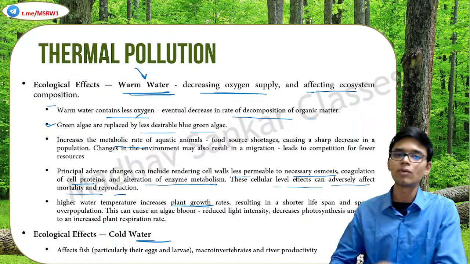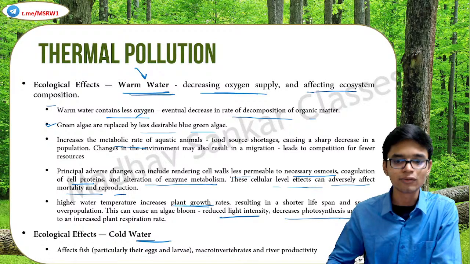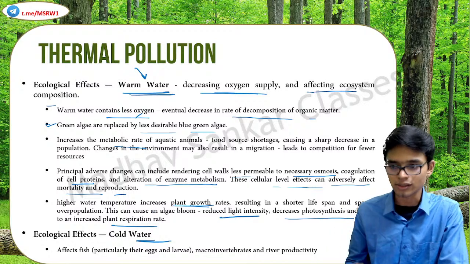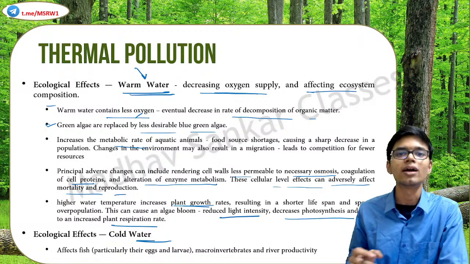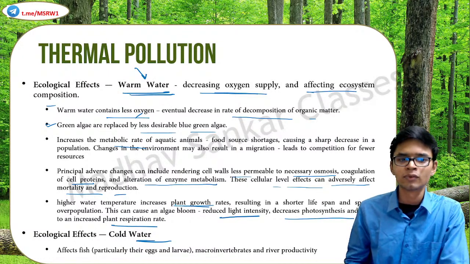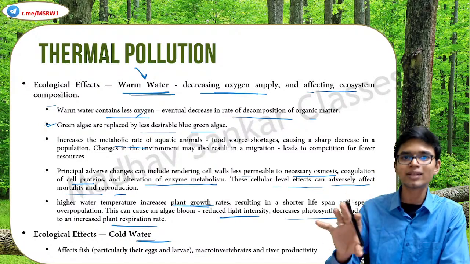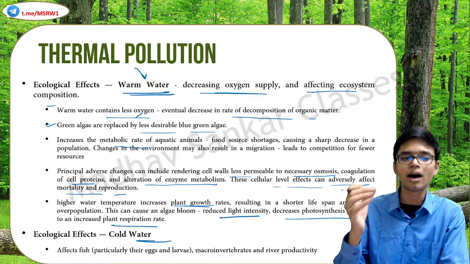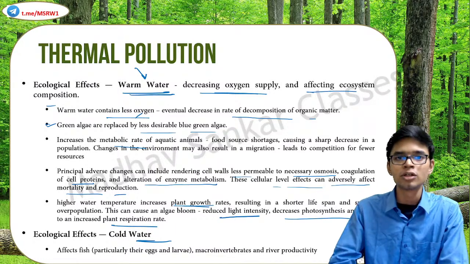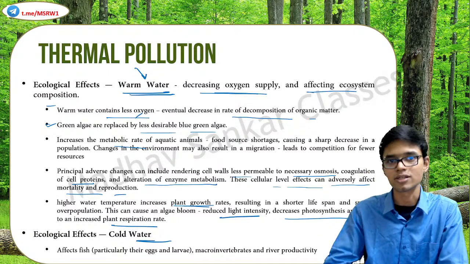And when algal blooms happen, what happens? There is reduced light intensity, which means it decreases the aquatic photosynthesis, leads to the increase of plant respiration, reduced oxygen content, reduced food content, destruction of aquatic ecosystem. All these are the effects of warm water. What about cold water? Cold water is just the reverse. When it is added into the water, it affects aquatic ecosystem again, especially fishes, larvae, microinvertebrates. Productivity itself goes down. So both these activities can cause severe issues in aquatic ecosystems.